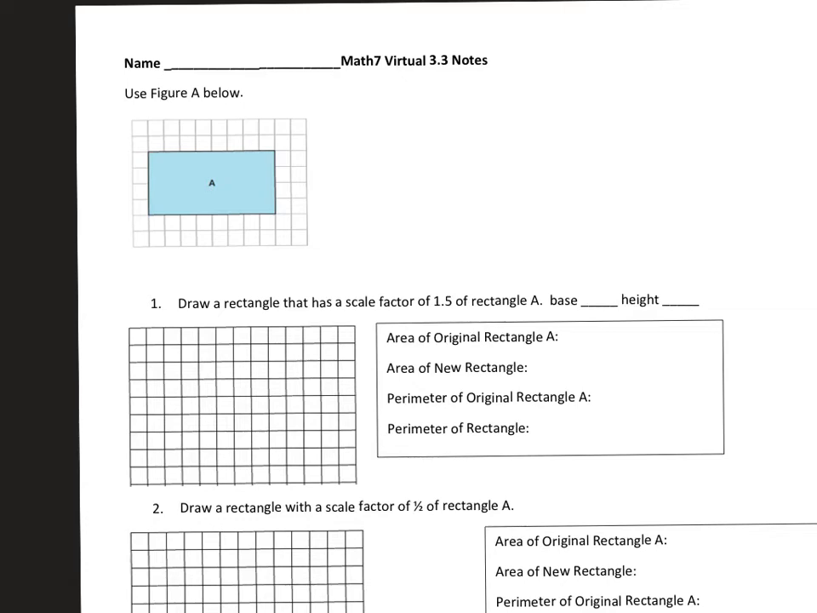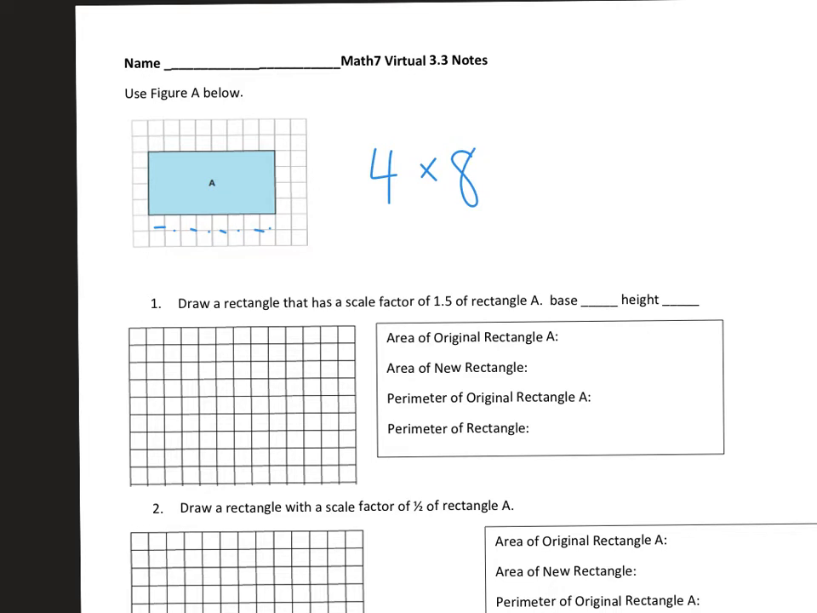In this lesson, we're going to look a little closer at the relationship between scale factor and perimeter, and scale factor and area. So using figure A below, looking at this rectangle, I'm noticing that it has the dimensions of 4 by 1, 2, 3, 4, 5, 6, 7, 8. So it's 4 by 8.